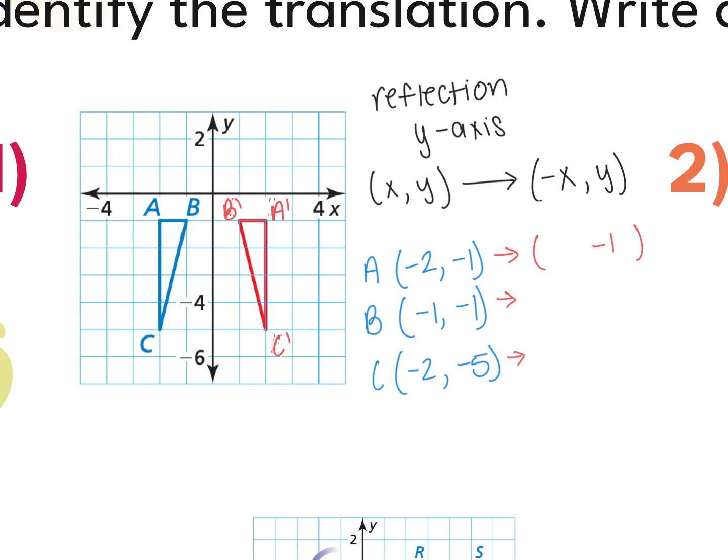What would my rule be for x? What would my x be for my new image? Think about it. You have a negative, -2. What would that change to? It would change to a +2. Good. Looking at B, what would my coordinates be? Again, you're changing the sign, so it'll be +1, and you're keeping your y. And C, what would it be? 2, -5. And I'm going to write that this is A, B, and C.